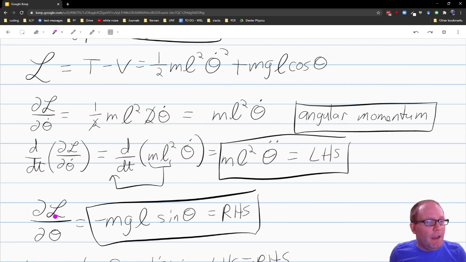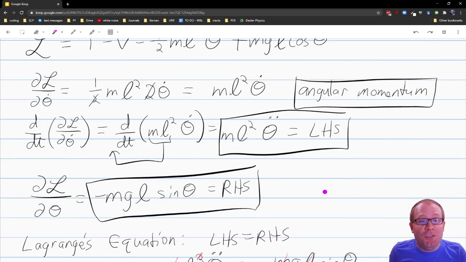The other half is found right here, taking partial of L with respect to theta, where we'll get a negative mgL sine theta. So you just take a derivative with respect to theta. Again, you're treating theta and theta dot as separate, so this one has a theta, this one does not. And so we'll end up with a cosine going into a negative sign here. So that is the right-hand side. I know Lagrange's equation kind of looks very abstract and esoteric, but it always gives you a nice practical result of an equation for the right-hand side and an equation for the left-hand side.